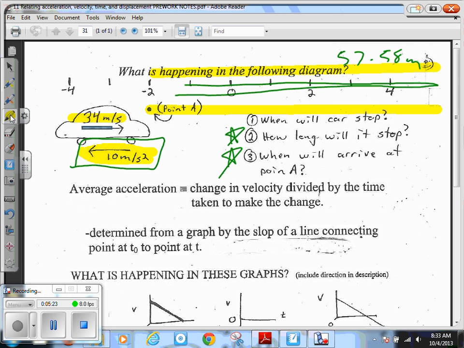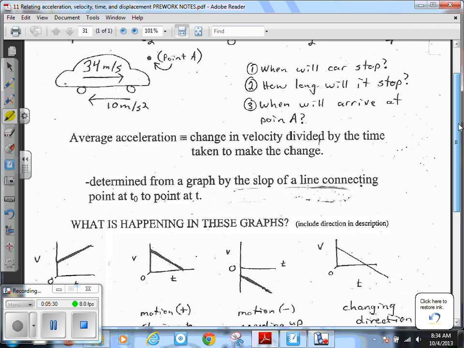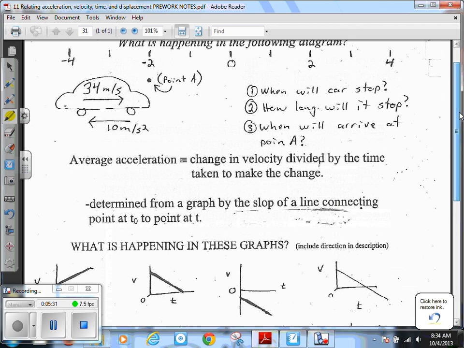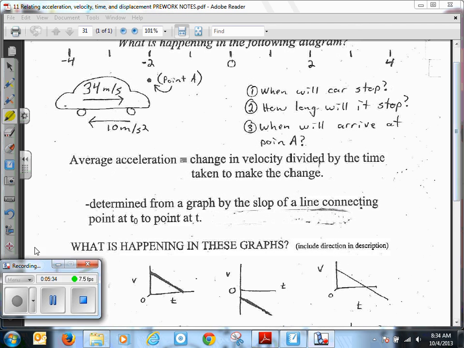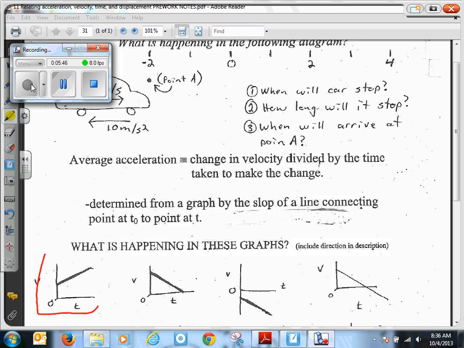Okay, so let's look at these graphs down at the bottom. And I want you to explain what is happening in these graphs. You should be getting pretty good at this. We've been working with graphs a lot. I'll give you a minute to look at them first. Here's the big question then. Who's going to offer up what's happening in this graph right here? And you have to include direction and description. Najee.